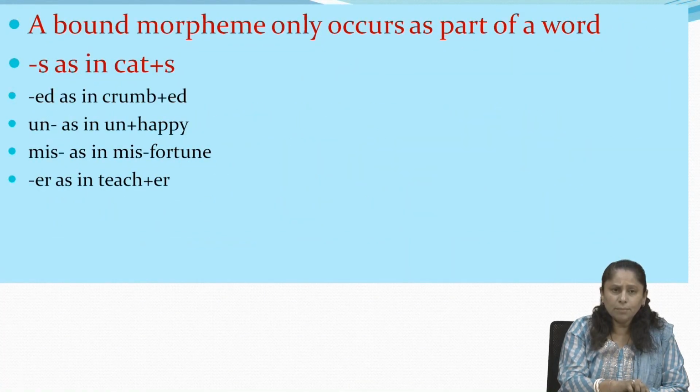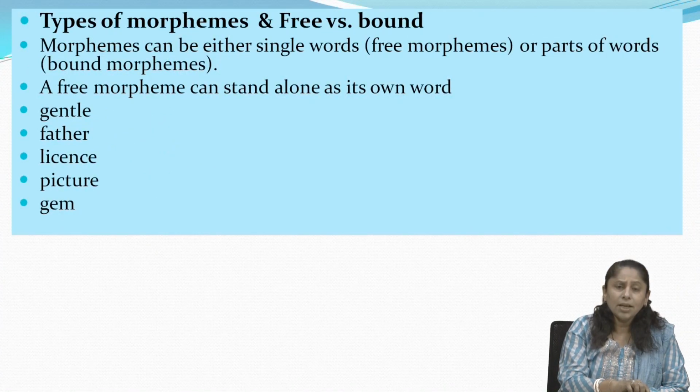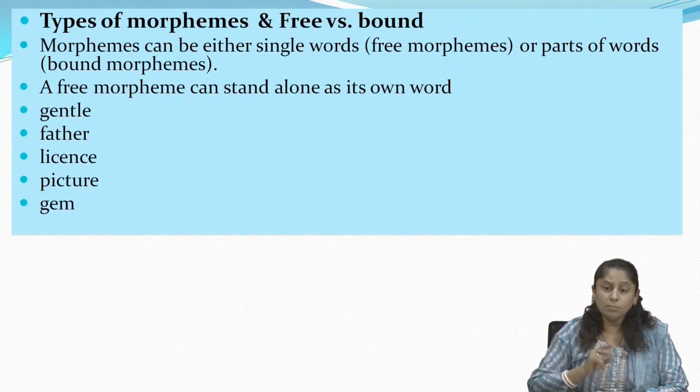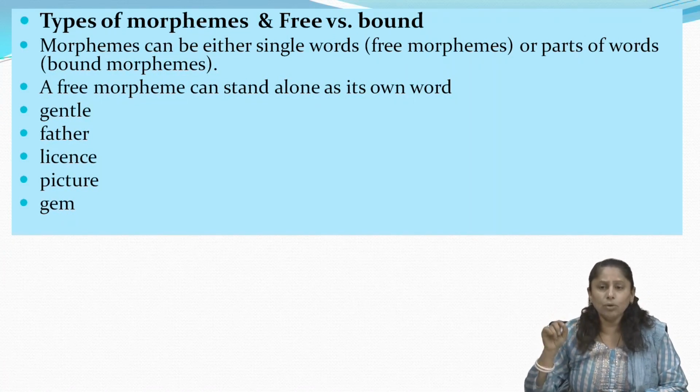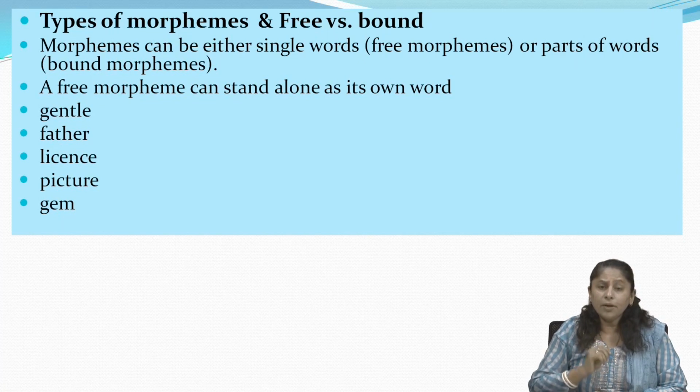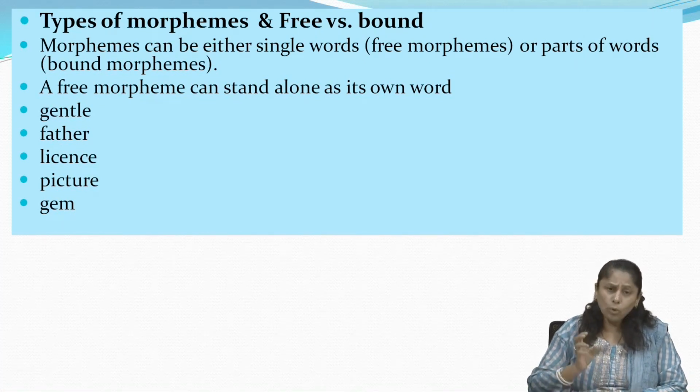Now, after discussion about the examples, we need to see what was in the chart and what the types of morphemes are, free versus bound morphemes. Now look, morphemes can be either single words, free morphemes, or parts of words, bound morphemes. There are two kinds of things. Bound morphemes like unsystematically, irregularly: two or three parts are joined together and created as one single word. A free morpheme can stand alone as its own word.